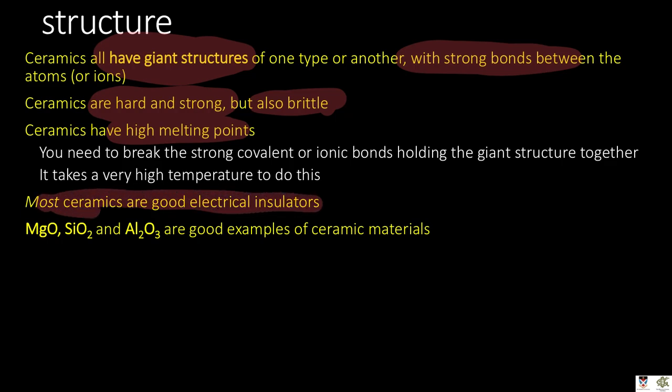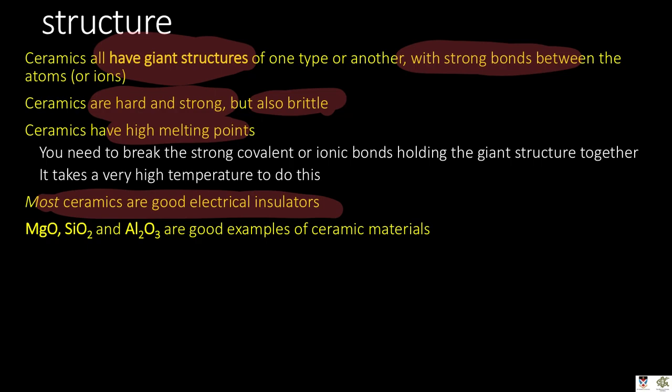Most ceramics are good electrical insulators. That means they do not conduct electricity. Why not? Because we do not have any delocalized or free electrons to move around within these giant structures. Even if it's a giant ionic structure, the ions are held in place in that solid lattice. It's only when we melt or dissolve ionic substances that they are able to conduct. So ceramics are good electrical insulators, and they're also good heat insulators. They do not conduct heat well.